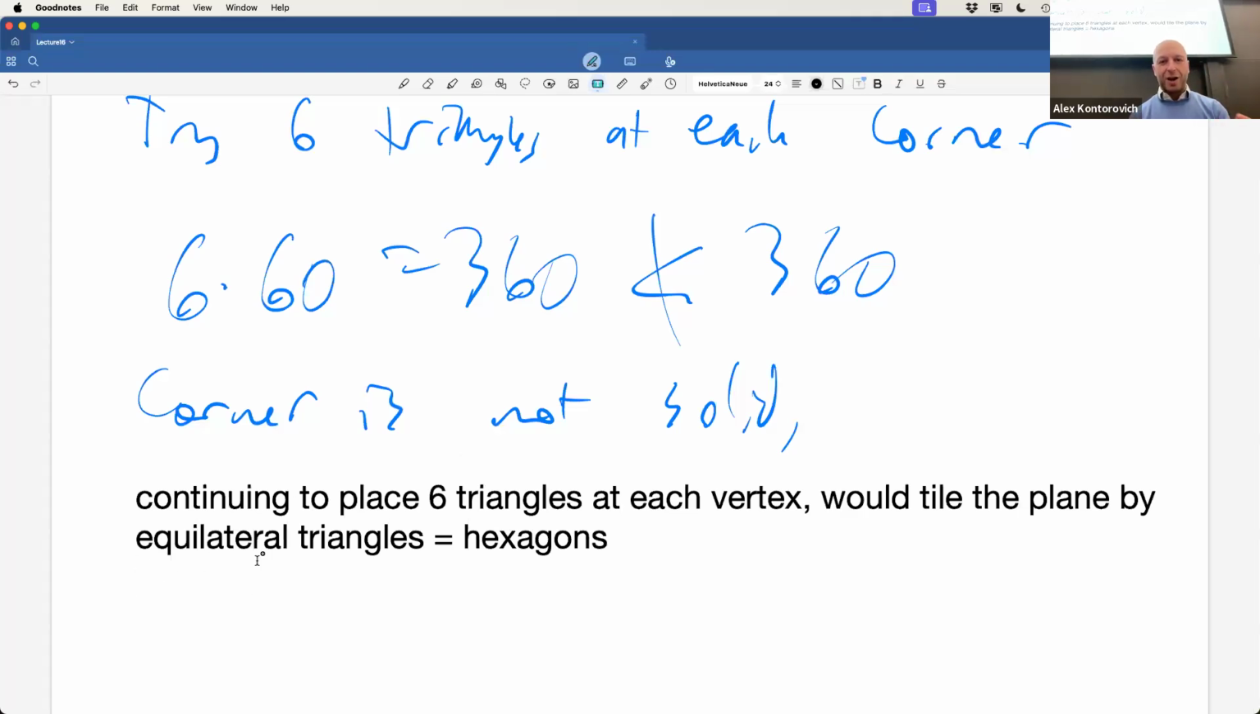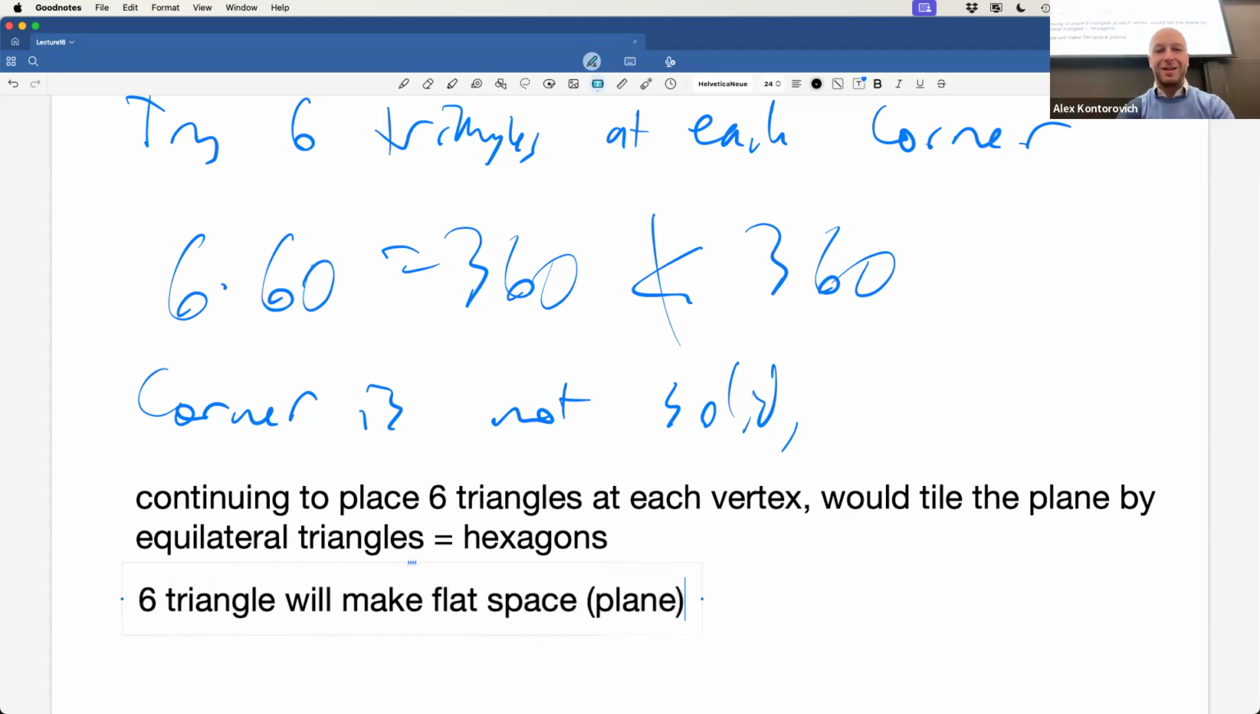So 6 triangles will make flat space, or the flat plane, which has 0 curvature. We talked about curvature at some point for a second, or maybe that was just after class. I'll tell you about curvature in 1 second, and we'll move on.